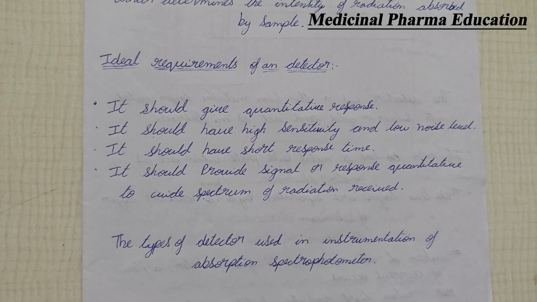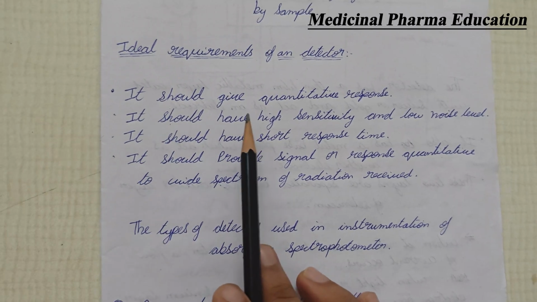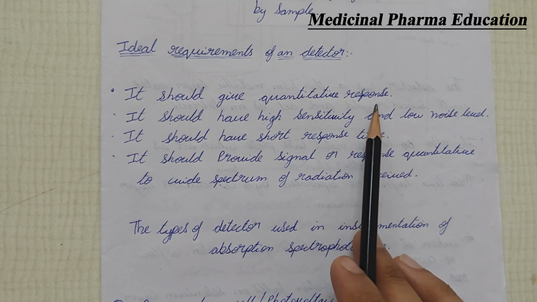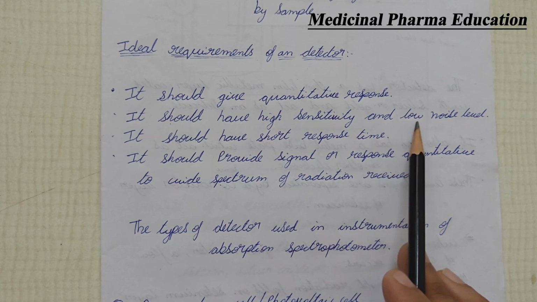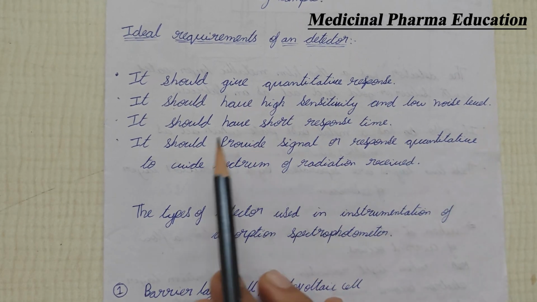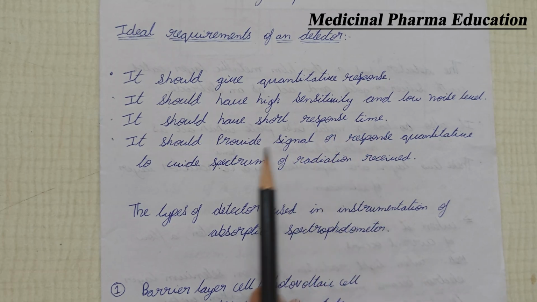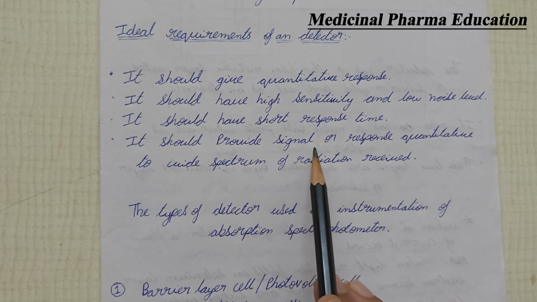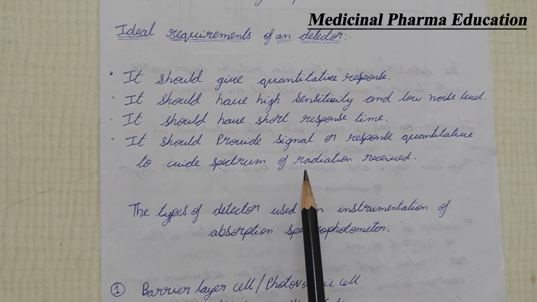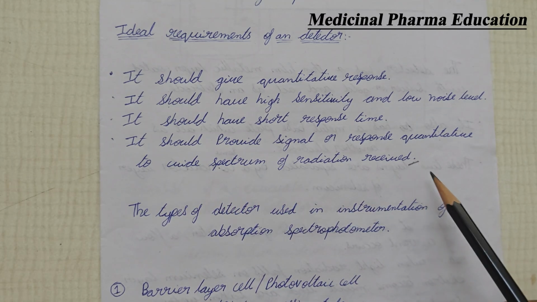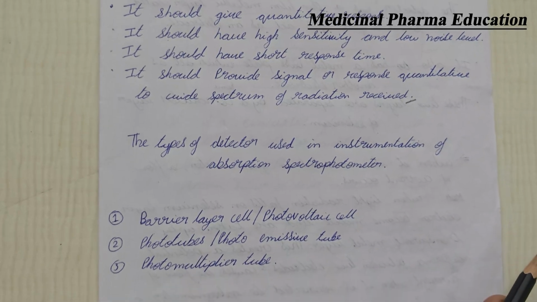Next, the ideal requirements of a detector. It should give a quantitative response. It should have high sensitivity and low noise. It should have a short response time. It should provide signals or response quantitatively to a wide spectrum of radiation received. These are the ideal properties. They are very simple.